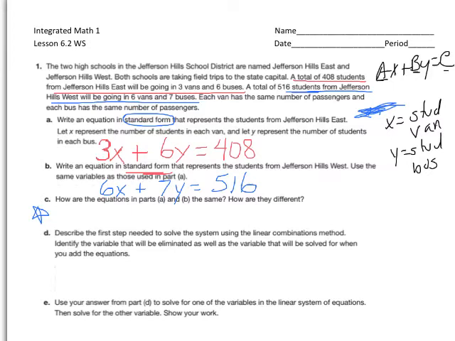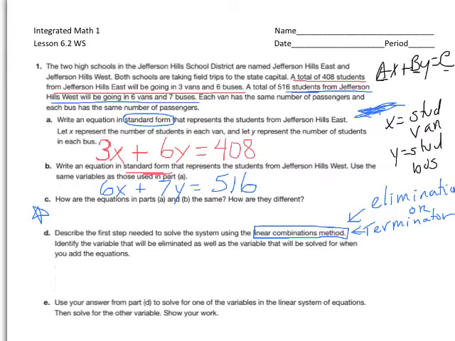Letter D. Go ahead and finish your C. Letter D says, describe the first step needed to solve the system of equations using the linear combinations method. Okay, we're not using substitution, we're using this one. We also call this the elimination method. And we also call it the termination method, for the Terminator method. That was just a funny way of describing one variable being terminated.